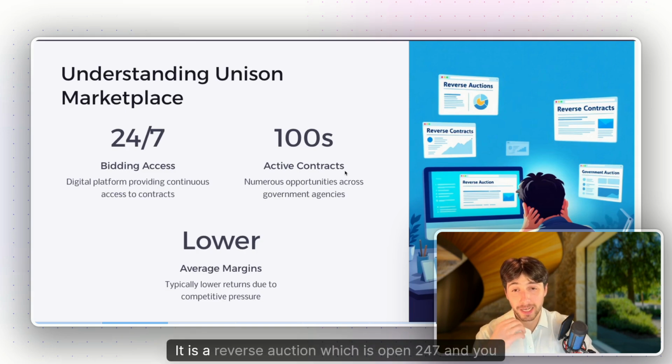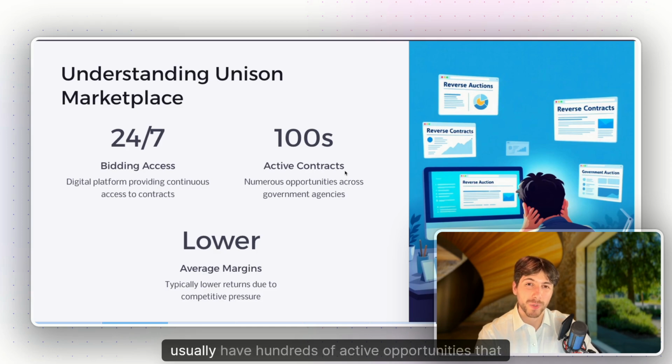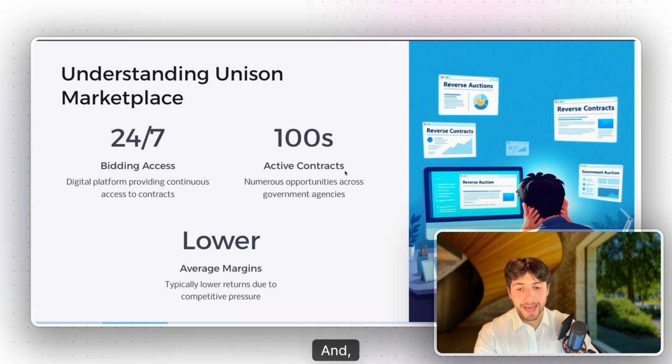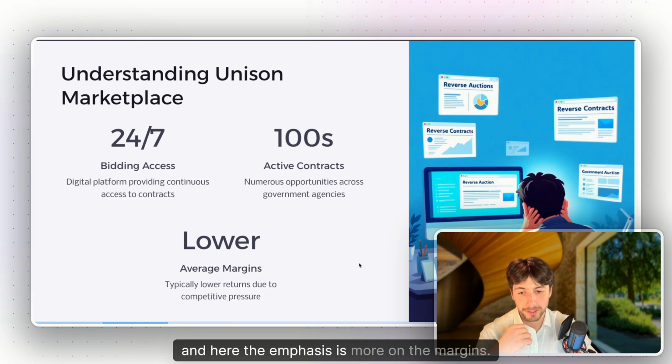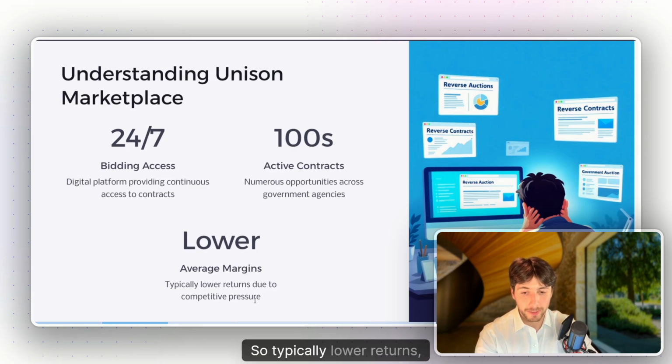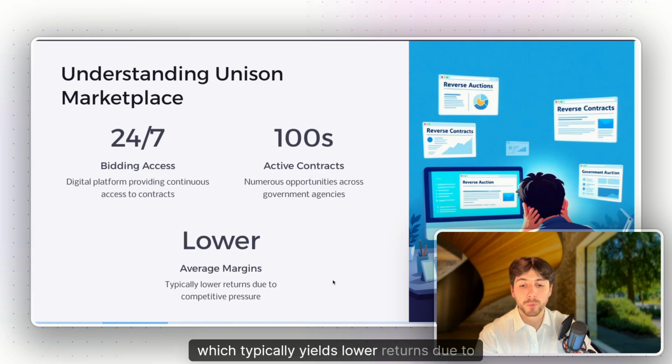It is a reverse auction which is open 24/7, and you usually have hundreds of active opportunities that you can bid on. And here the emphasis is more on the margins, which typically yields lower returns due to competitive pressure.